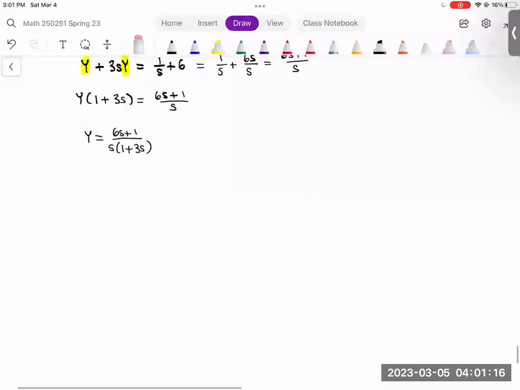Okay, so when we look at this term, it doesn't show up in our sheet, but what we can do is use the partial fraction decomposition to break it up into smaller pieces that we do recognize on our list.